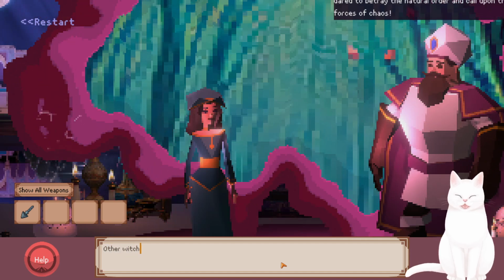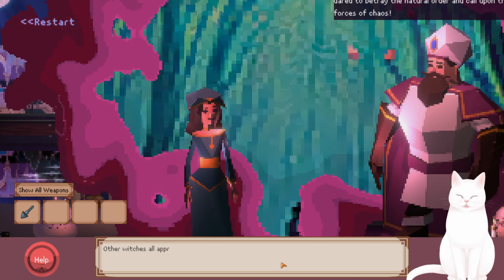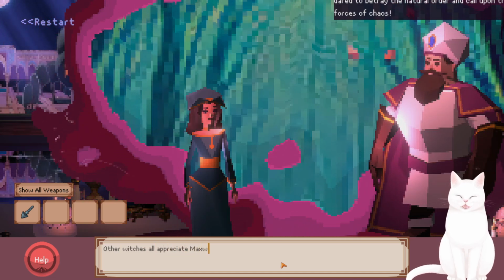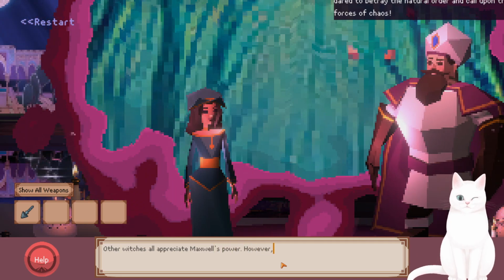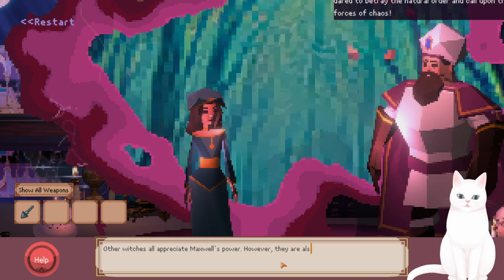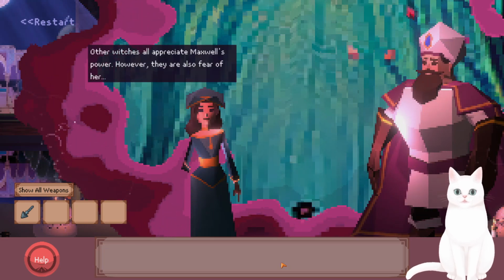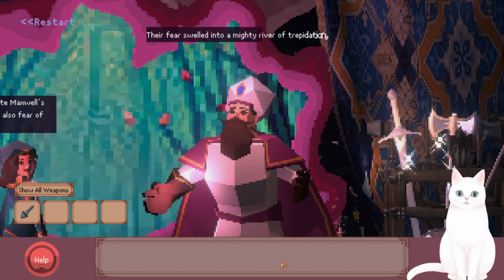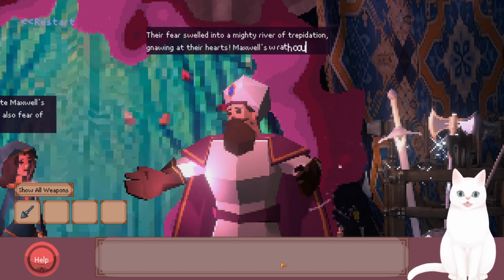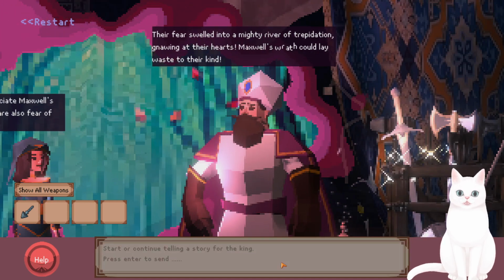Other witches all appreciate Maxwell's power. However, they are also afraid of her. Fearful into mighty rivers and trepidation, glancing at the huts Maxwell's rats could lay waste to their kind.